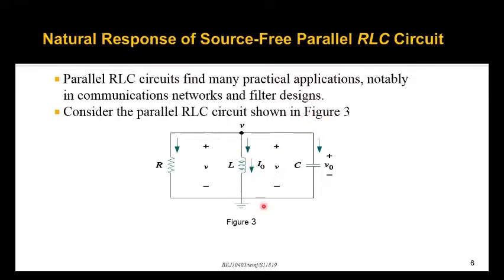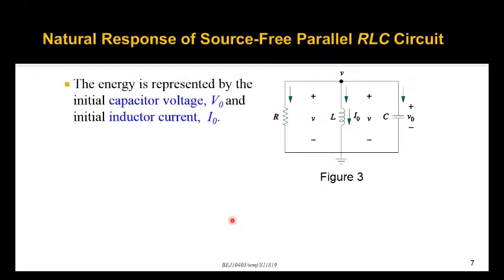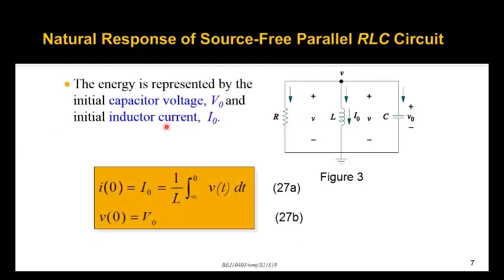Let's consider the circuit in figure 3. The analysis that we want to look into is actually using KCL. The energy is represented by the initial capacitor voltage appearing at the capacitor, and we also look into the initial inductor current I0. This is the initial condition for voltage and current at the capacitor and inductor. I0 is the initial current at the inductor using this equation, and V0 equals the initial capacitor voltage taken at the capacitor.